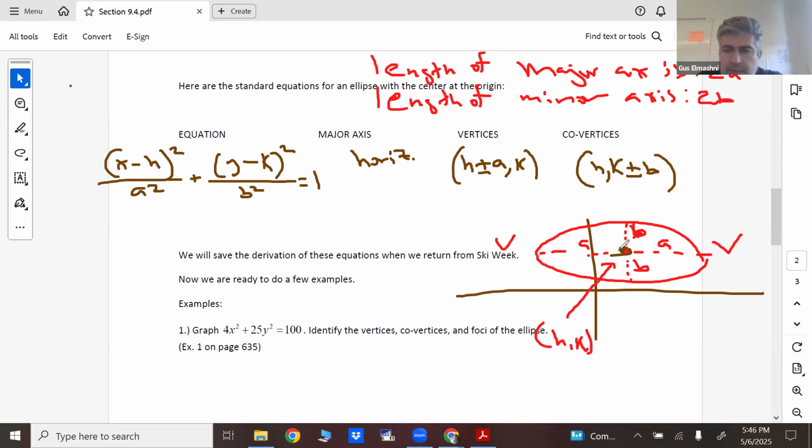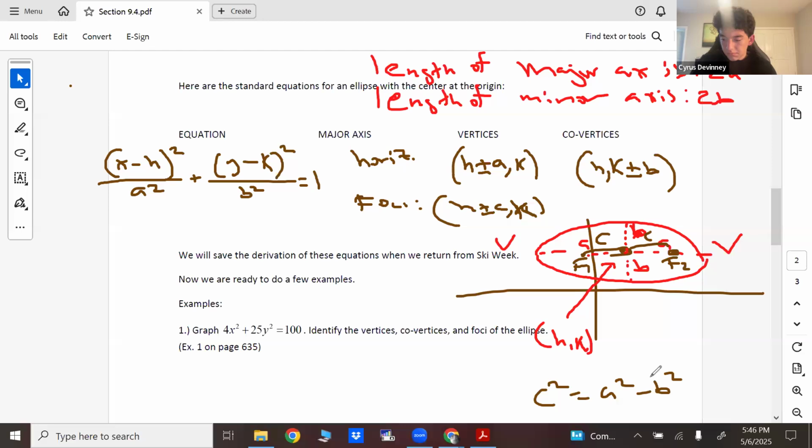The foci, just to add a little more to this, we'll call it F2 and F1. The distance between the center and any of the foci is called C. So the foci would be H plus or minus C comma K. And C is determined by a fancy derivation, which I won't get into, but it's going to be C squared equals A squared minus B squared. Now, what if the major axis is vertical? Then you just reverse everything.